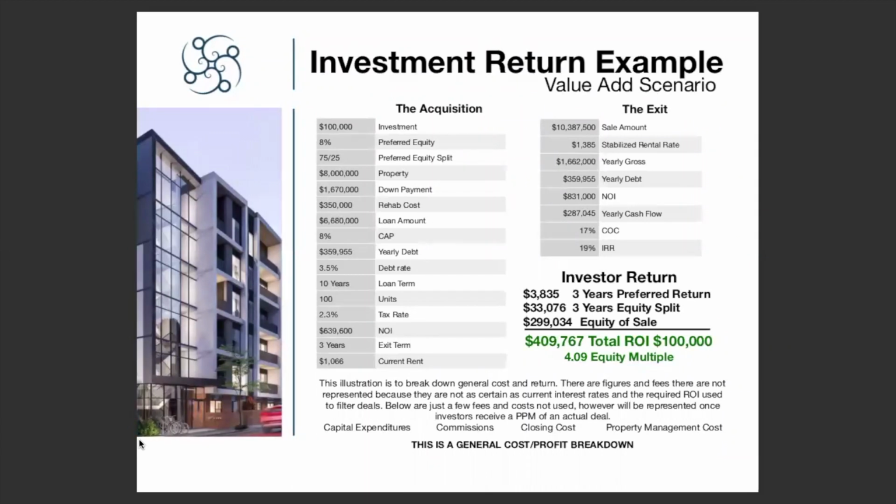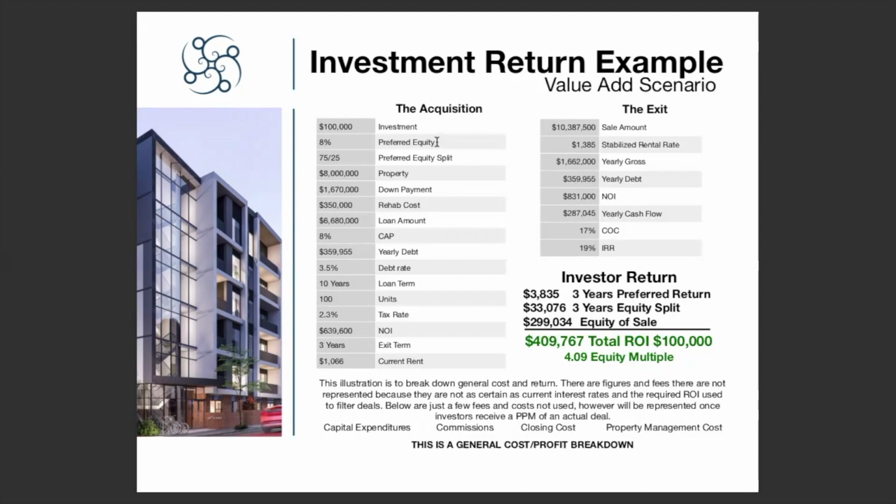This is an example. Hope you guys can see my arrow here. If you invested $100,000 into a deal, I'll go down the road here quickly. Investing $100,000, you have a preferred equity and a preferred equity split, typically called the split. Preferred equity is the first percentage of cash flow or return from the property.